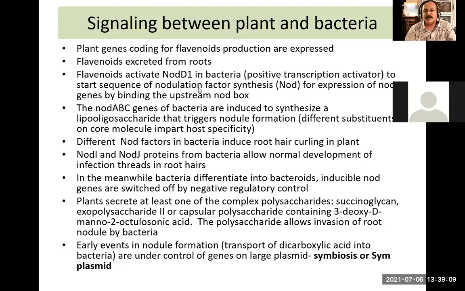And then when this nodulation factor causes activation at this NOD box, all the genes present in that operon, that is the NodABC genes, are induced, that is, activated. Because of that, the bacteria are going to synthesize a chemical, a lipo-oligosaccharide, and that lipo-oligosaccharide is a trigger for nodule formation. So whatever we have seen about the shepherd's crook formation and the curling of the root hair, all these events are actually directed by the bacterial cell.